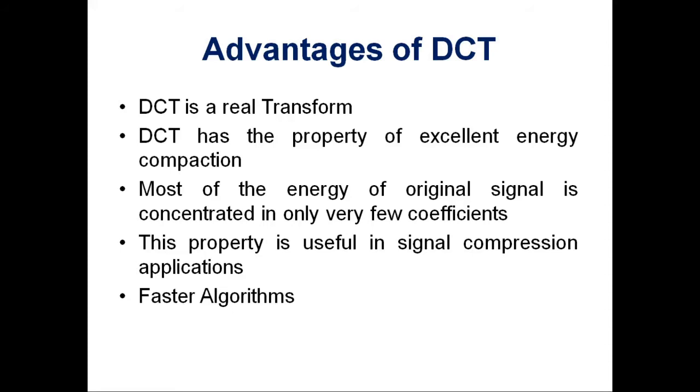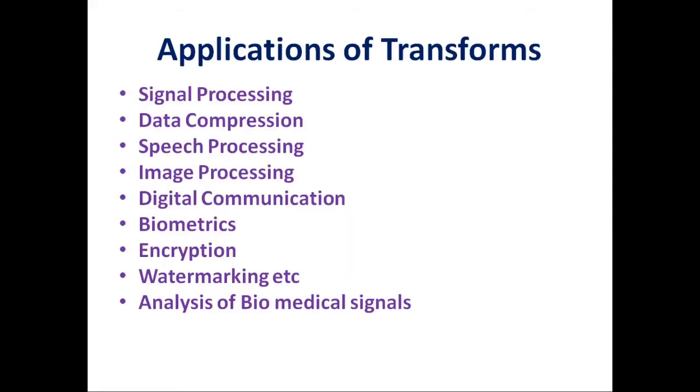Because of this property, DCT is widely used in signal compression applications. Further, there are faster algorithms available for DCT similar to the Fourier transform, and hence DCT is particularly used in signal compression applications.